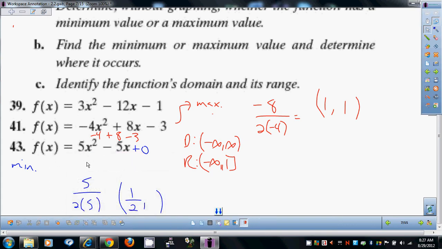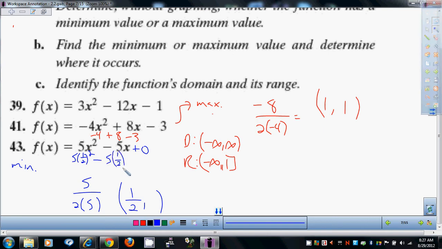All right. So I'm going to plug 1/2 into the function. 5 times 1/2 squared minus 5 times 1/2. Who can tell me what 1/2 squared is? 1/4. 1 half times 2 would be 1. So 5 times 1/4 is 5/4. 5 times 1 half is 5 halves.